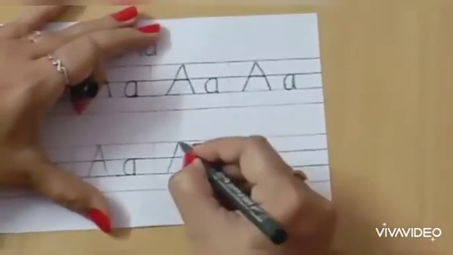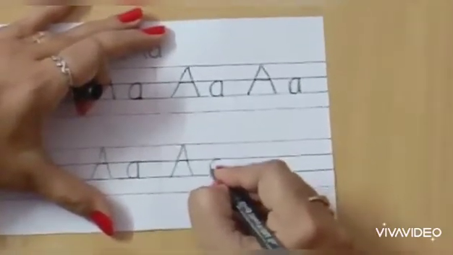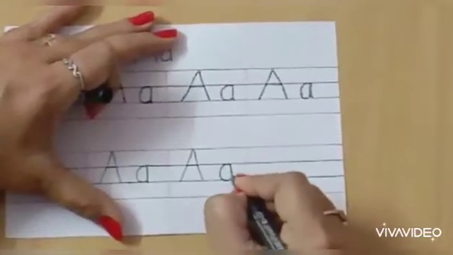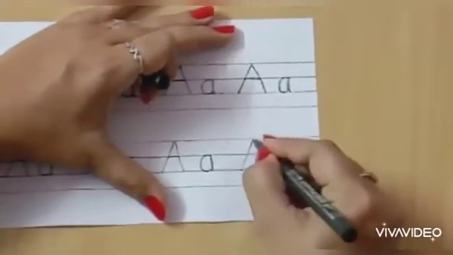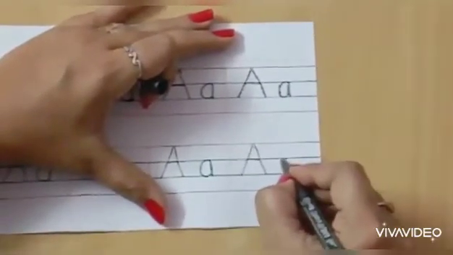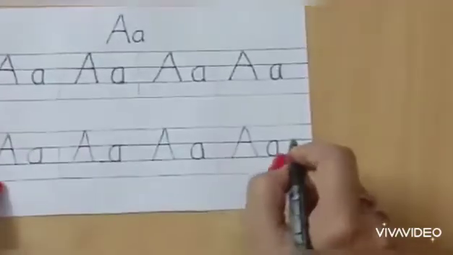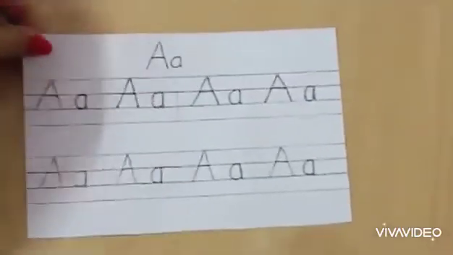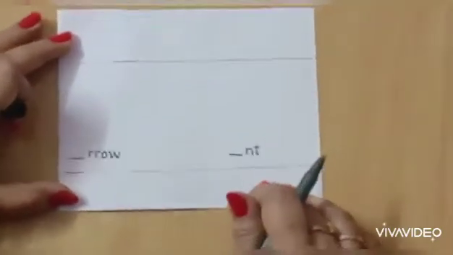First slant line, second slant line, slipping line. Make a C curve, go up, come down standing. First slant line, second slant line, slipping line. Make a C curve, go up, come down standing. Capital A, small a. Now I will show you how to draw an arrow and ant in a simple way.